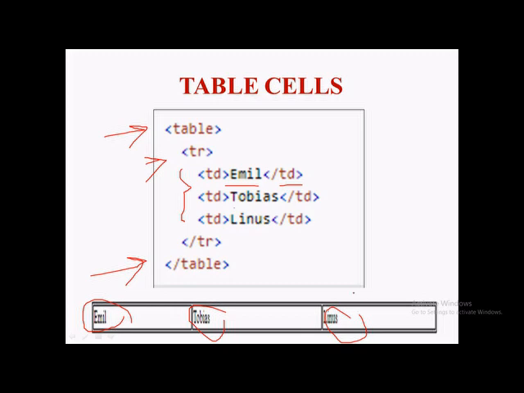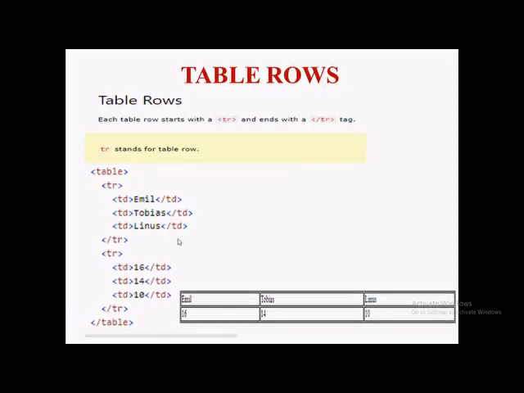Now the tr tag is used to close the row, which implies that I have written all the content I want in a row that I have inserted. So this is how the table data will be inserted or written in the table. Moving on to the next one, table rows.